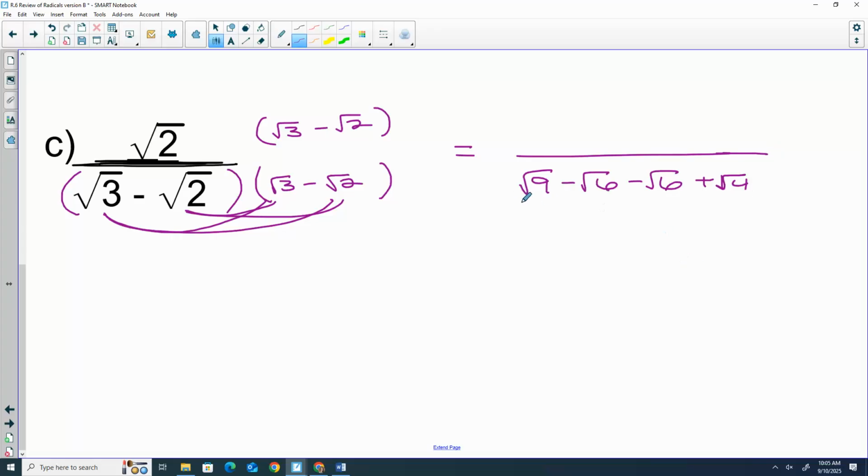No, the square root of 9 is good, square root of 4 is good, those we can reduce, but the radical 6's don't. So how can I fix that so I won't have a radical 6? Yes, we need to do the conjugate, which is the same thing, but you change the middle sign. Because if I multiply by that when I FOIL, we get radical 9 plus radical 6 minus radical 6, and then it would turn into a minus radical 4.